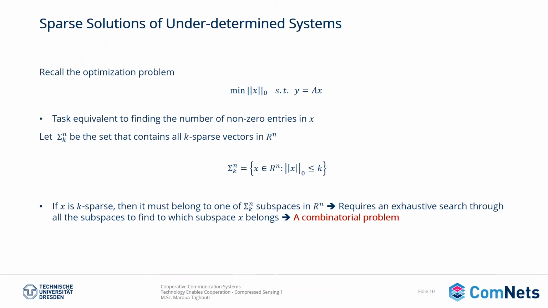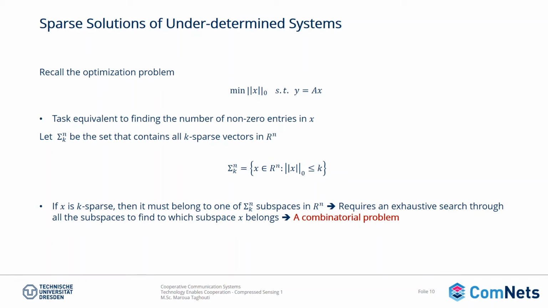Okay, so back to our optimization problem that we mentioned earlier. We would like to find the sparsest solution x subject to y equals Ax. And the task here is to find the number of non-zero entries in x. And of course, if I know how many non-zero elements I have, I can easily find what these non-zero elements are. Because here the problem is not writing down the solution, but where the solution is, like where the non-zero elements within the vector are actually placed.